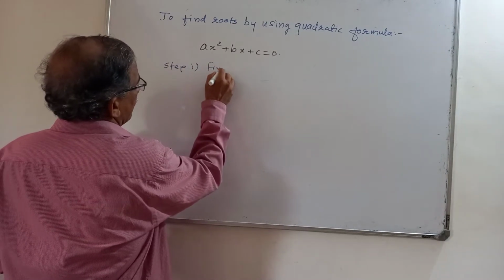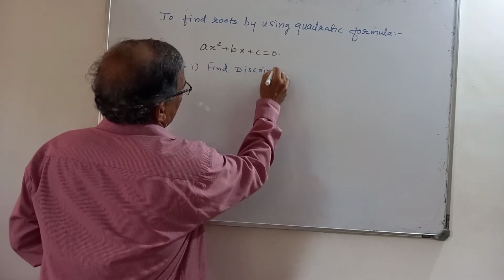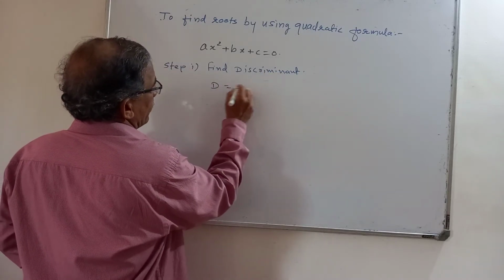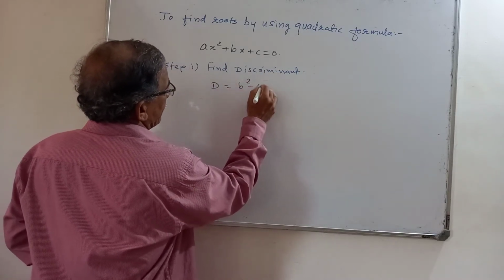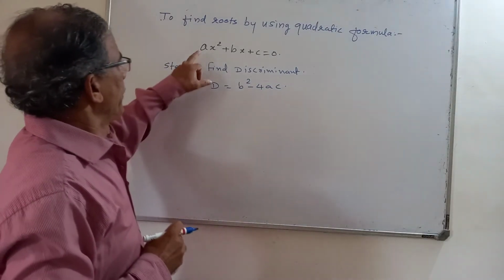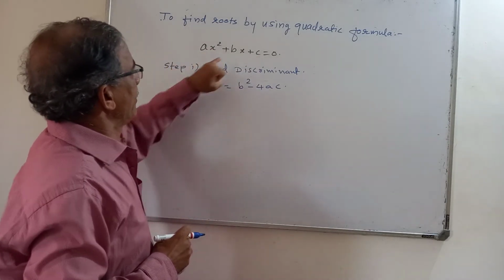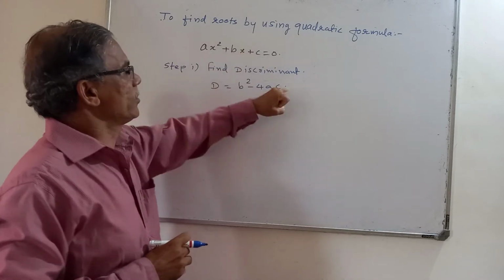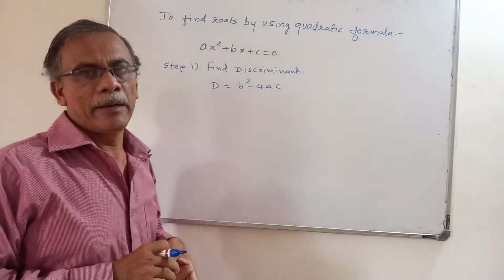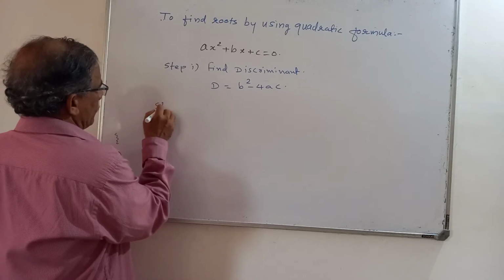Find the discriminant. D is equal to, by formula, D is equal to b square minus 4ac. Of course, when you are given the equation, you know a means the coefficient of x square, b means the coefficient of x, and c is the constant term. Always first you find the discriminant, D is equal to b square minus 4ac.